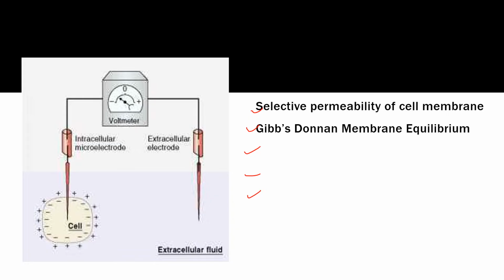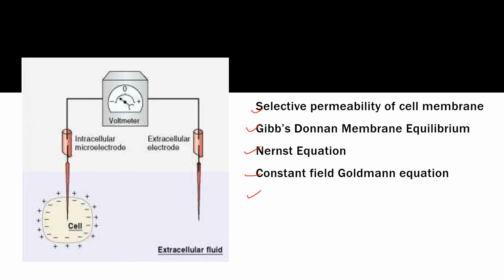Now, what are the causes of intracellular negativity? Why is there more intracellular negative charge? We can explain it by these 5 points.